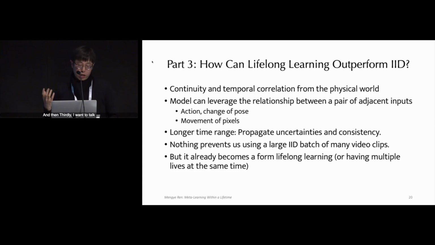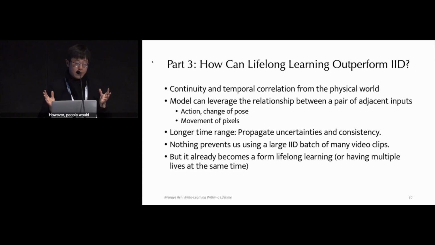And thirdly, I want to talk about how lifelong learning can outperform IID learning. Previously, we were always chasing after IID learning, right? There are all sorts of challenges in self-supervised learning. IID is still better than online representation learning. So what I would argue is that we should focus on how to leverage the continuity and temporal correlation from the physical world. The model should be able to leverage relationships across, say, a pair of adjacent inputs in terms of the actions, change of pose, and movement of pixels. And it can also leverage information across a longer time range. For example, we could propagate the uncertainties and consistencies over a longer range of video frames.